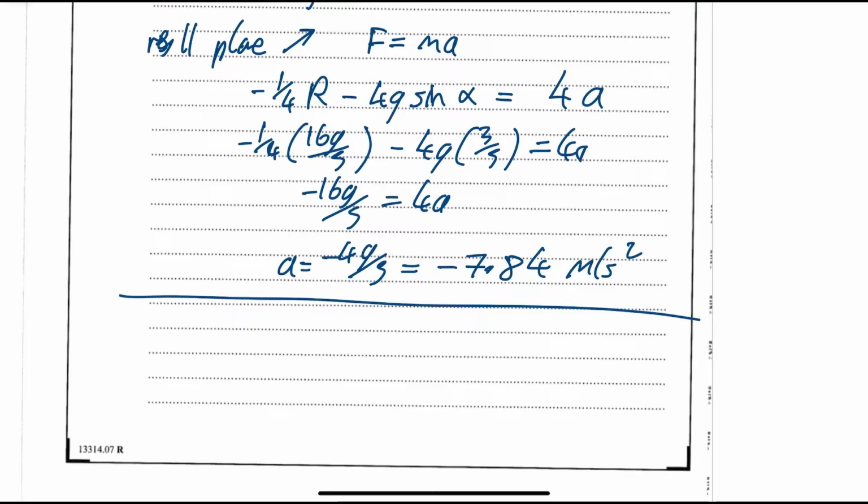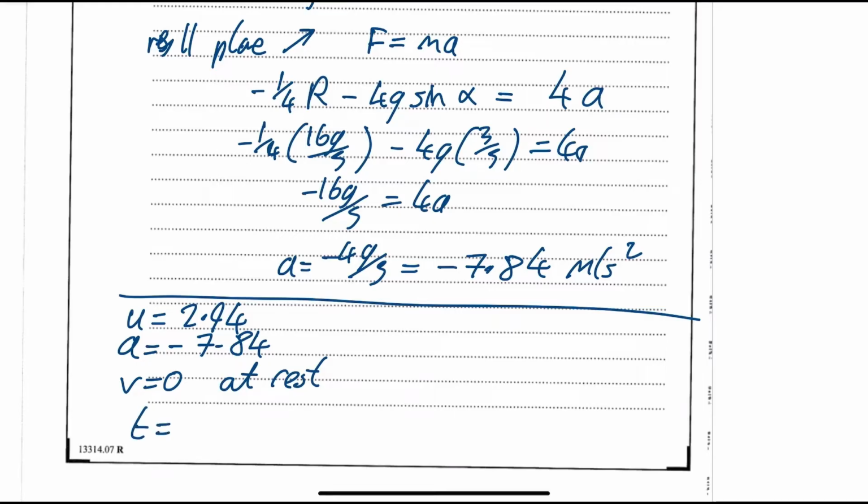I'll have to squeeze this in. My U, my initial speed, it told you in the question, was 2.94. My acceleration I now know is minus 7.84. When I come to rest, my velocity is 0 at rest. And what we want to find is our time. So we're going to use V is equal to U plus AT and just fill in 0 is equal to 2.94.